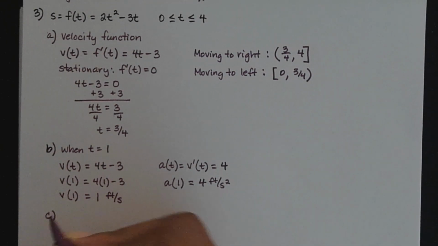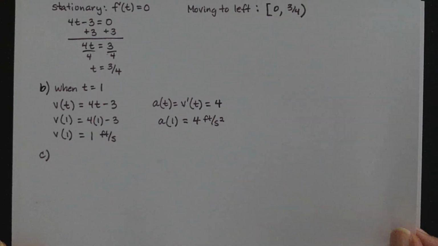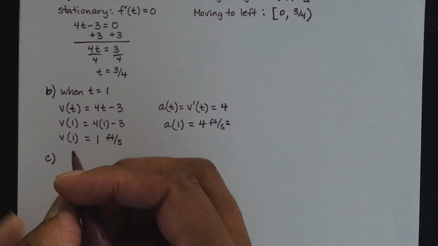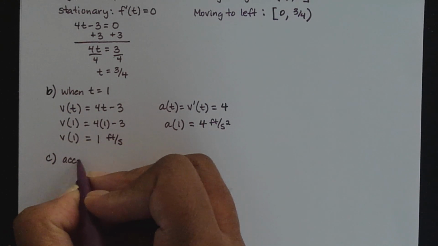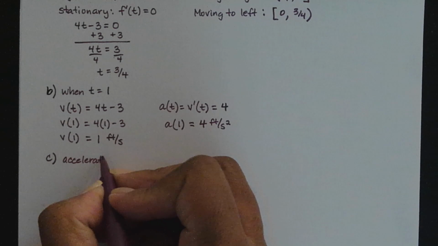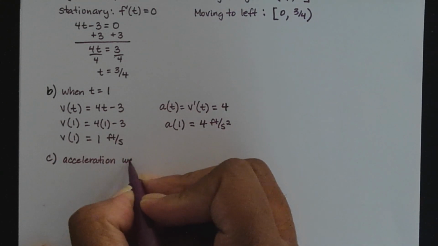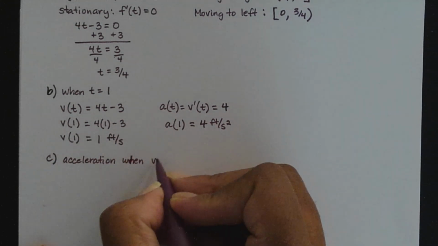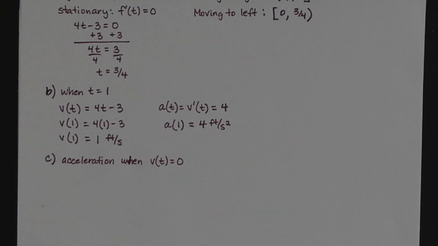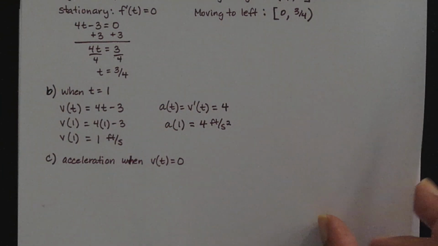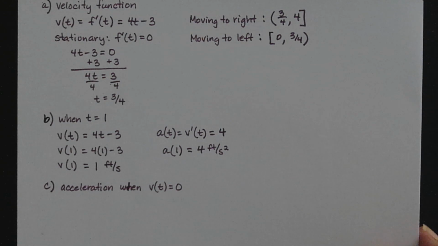Now part C asks this. Determine the acceleration of the object when its velocity is 0. So we want the acceleration when your velocity, v of t, is equal to 0. Well, we figured out what t was when v of t was equal to 0 back in part A, way up here. It's going to be 3/4.